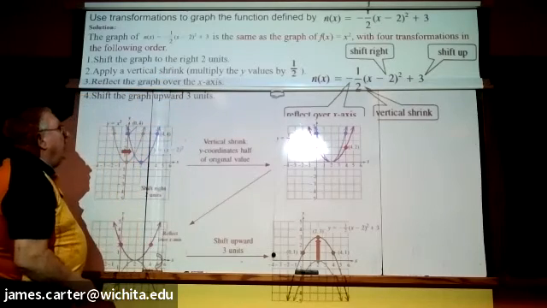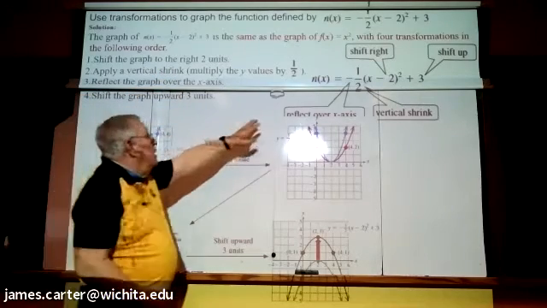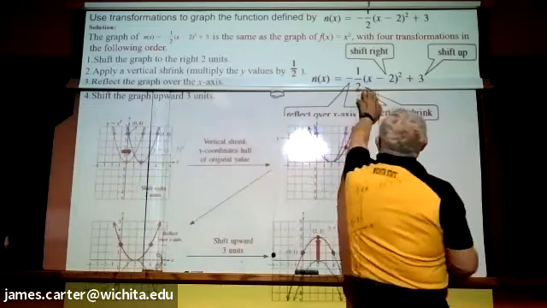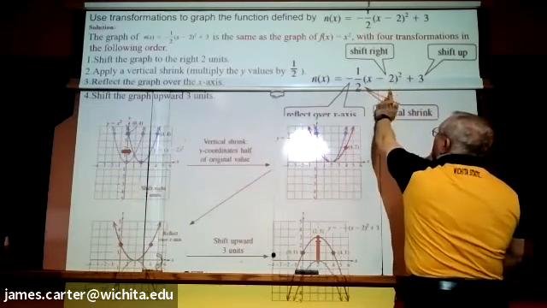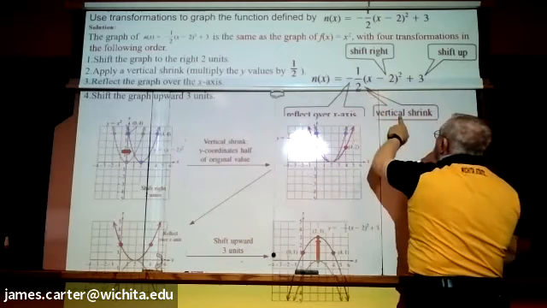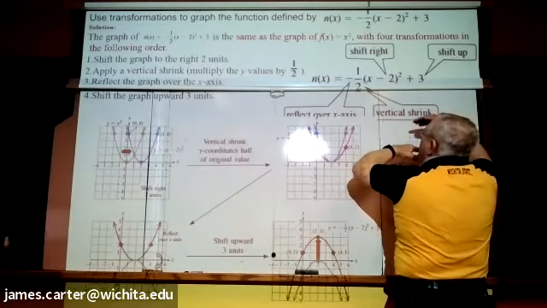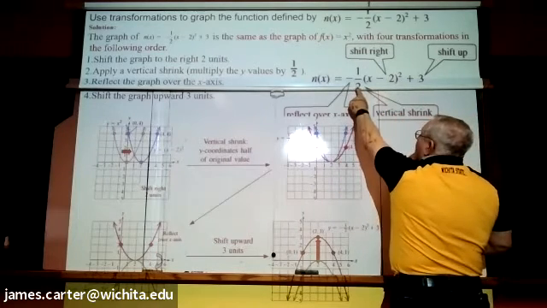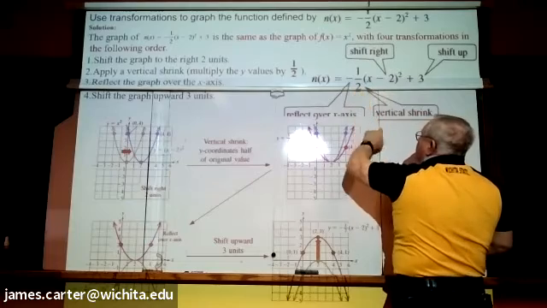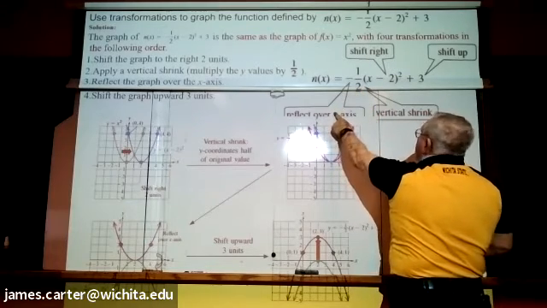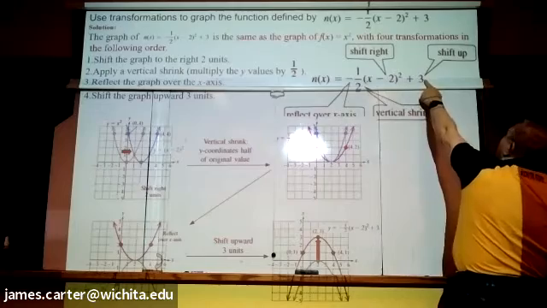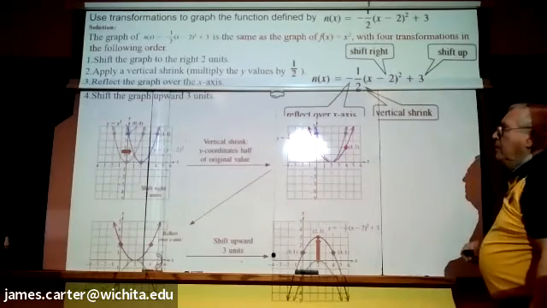So let's look what happens when we do this. Here's kind of a roadmap of what's going to happen. This one's going to shift it right. Then this one is going to make a vertical shrink, okay, because it's a fraction. Then the negative is going to reflect it over the x-axis. And then finally, we're going to shift up.